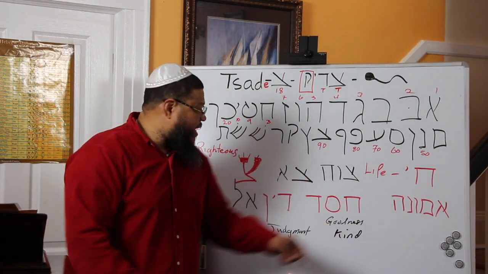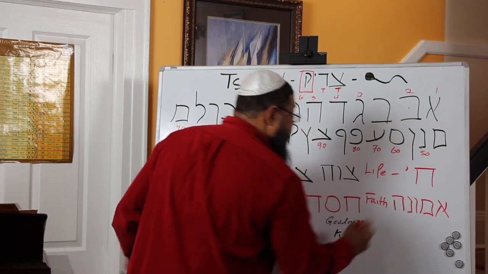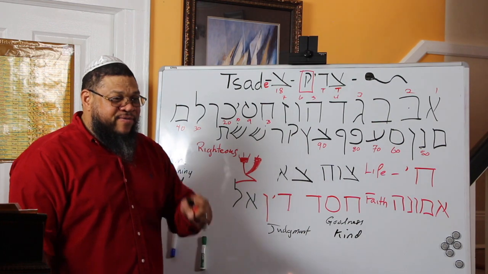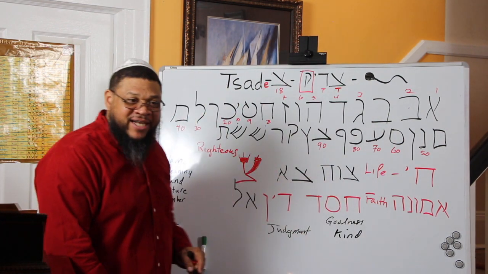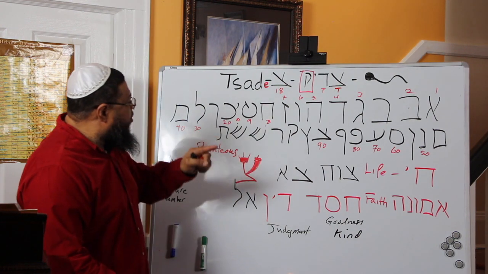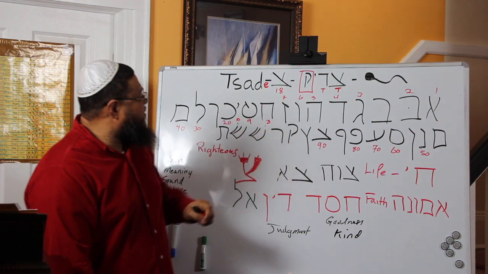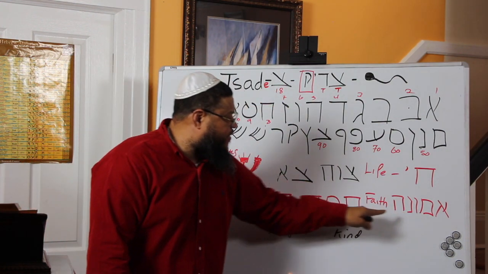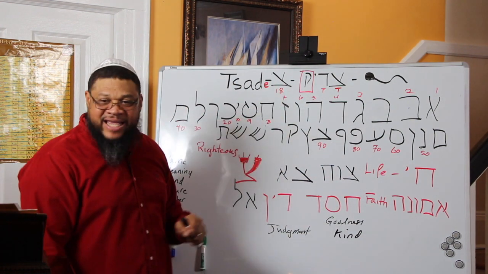Emuna. What is Emuna? Faith, right? Emuna is faith. Now, when you spell Tsadik, you see? Tsadik. There are similarities between Emuna and Tsadik.